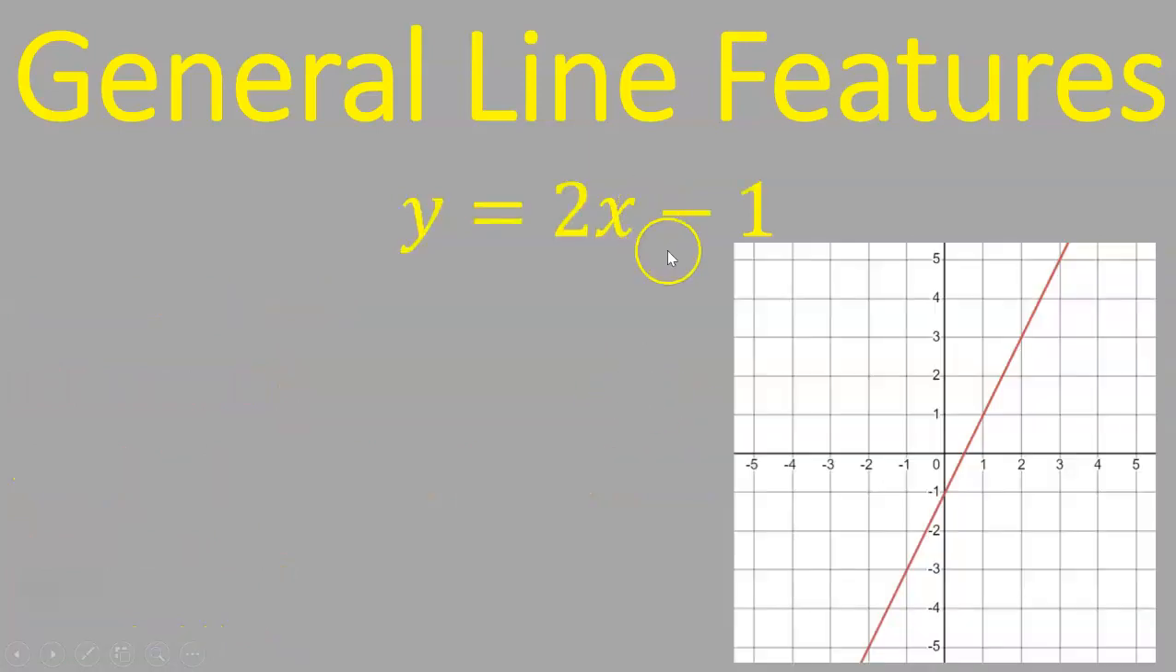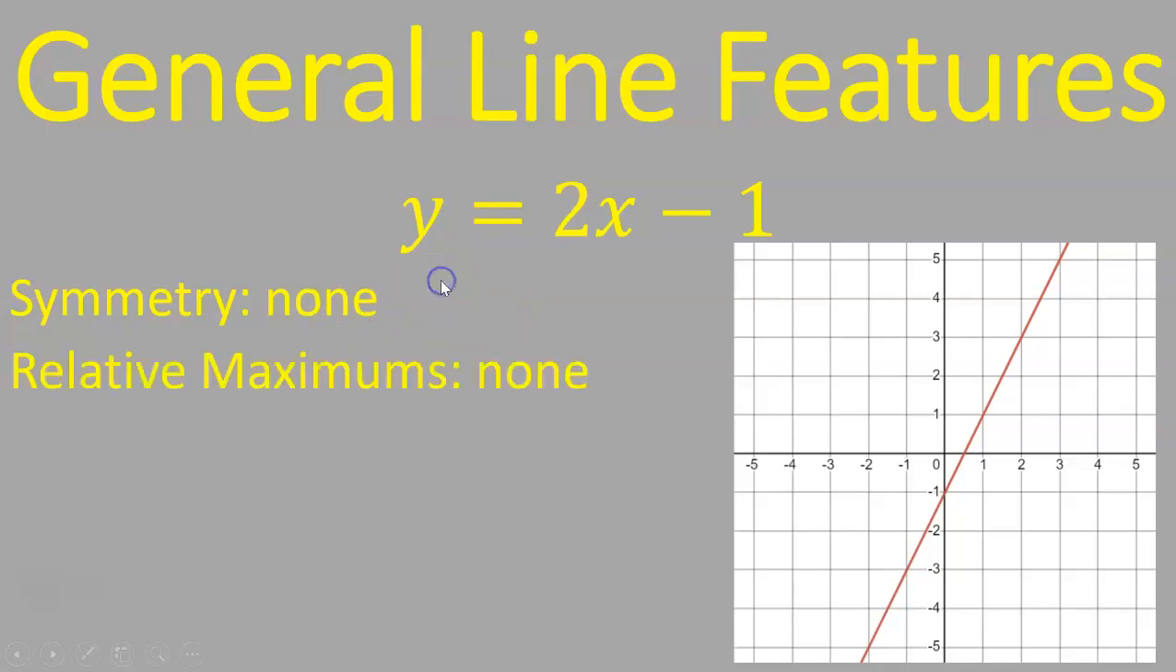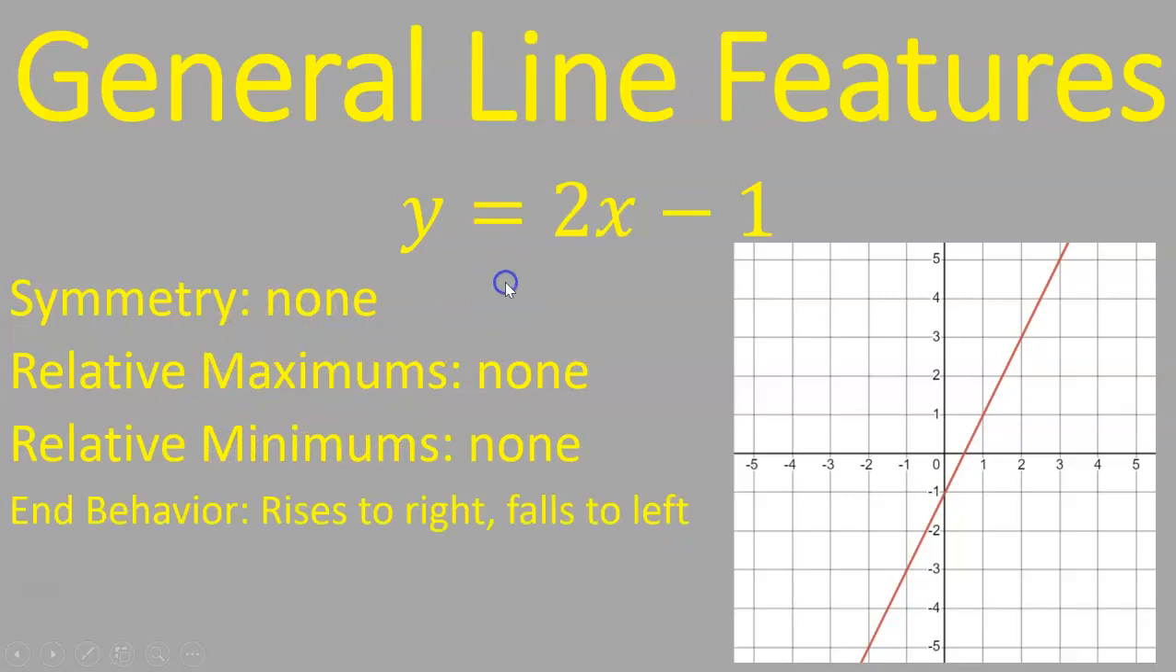Other words you hear, the same equation, same graph. Symmetry. Now, symmetry really doesn't apply to lines. And we'll talk about symmetry again later with other shapes. Relative maximums, again, that would just be kind of like a high point. And there is no relative maximum here. It just keeps going up. Relative minimum, same thing. These words will apply more later.